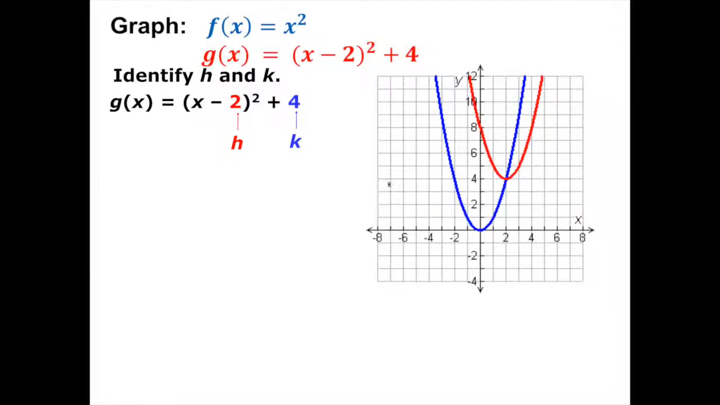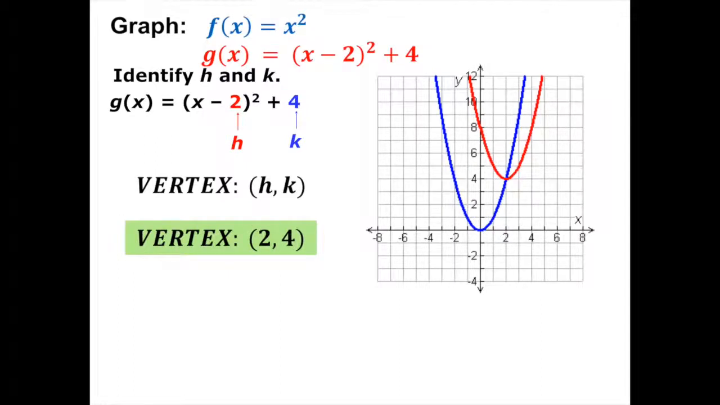Remember, h is this number here in red. Again, many students like to think about it as the opposite of whatever this sign is here. So h is actually going to be 2. K is this final number here. We do not change the sign on k. Okay, so my vertex on this one is 2, 4. So that made it very, very quick to find the vertex. And that's, again, why we call this one vertex form. It's very, very fast to find the vertex.